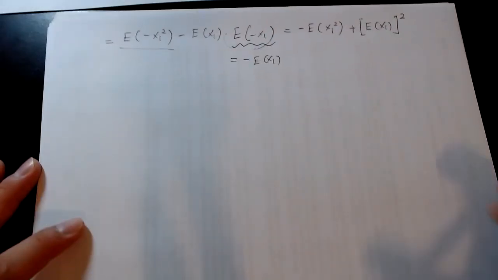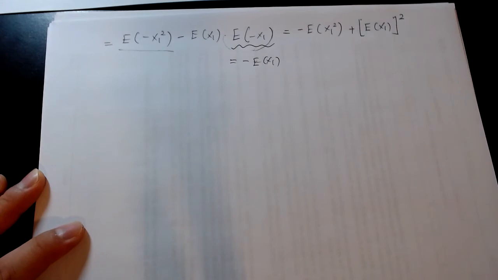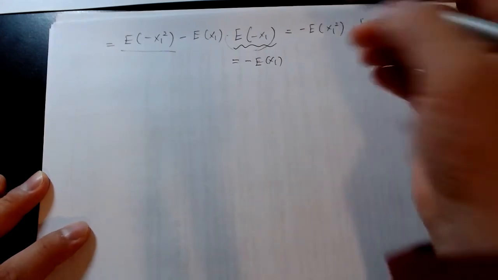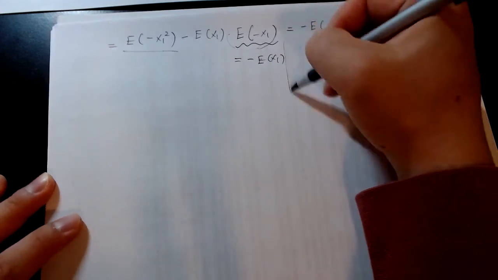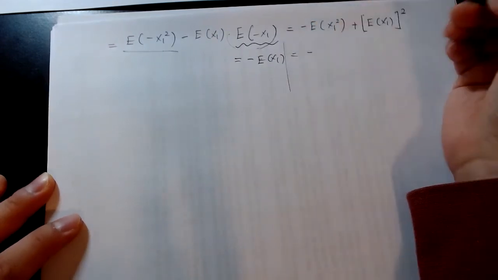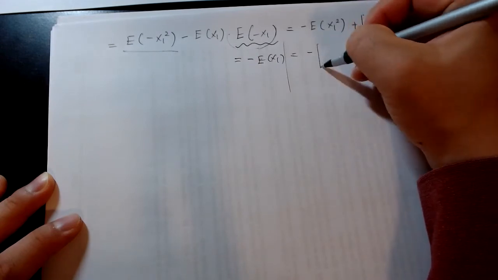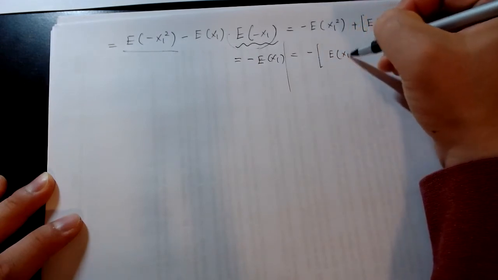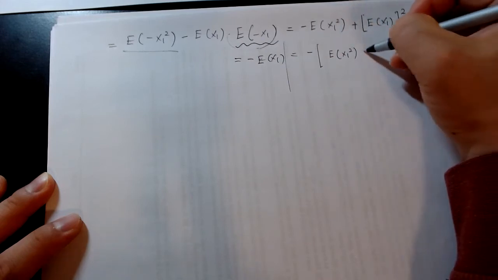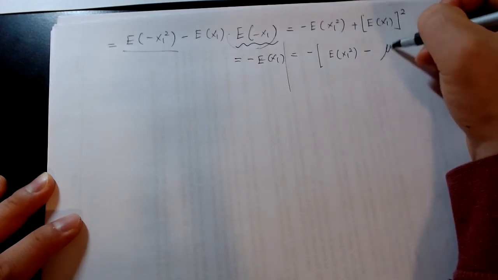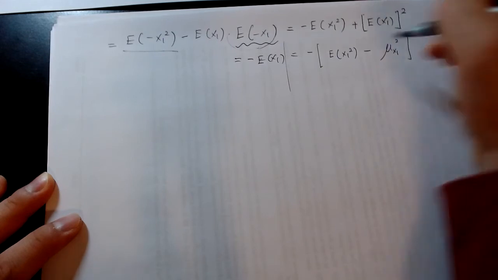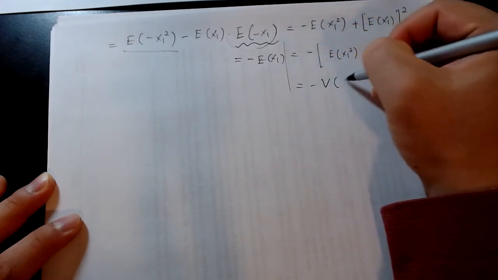All right, so now that is equal to negative, right? Expected value of x1 squared minus, this is what? Mu x1 squared, right? So actually this is a negative variance of x1.